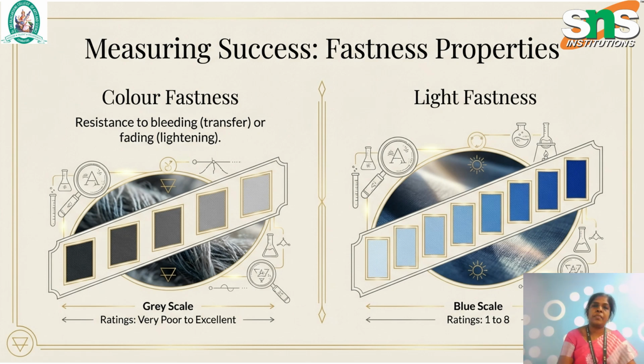Color fastness is the property where, when you wash the wool, we see how much of the dye bleeds. So that is called color fastness. It may result in fading, it may result in bleeding of the dye, etc. When you go for light fastness, when you expose the wool fiber to sunlight, how much it gets faded. That rating is given by the gray scale in the case of color fastness, and the blue scale in the case of light fastness. The rating is from 1 to 8 in the case of light fastness, and in color fastness, the rating is from very poor to excellent.